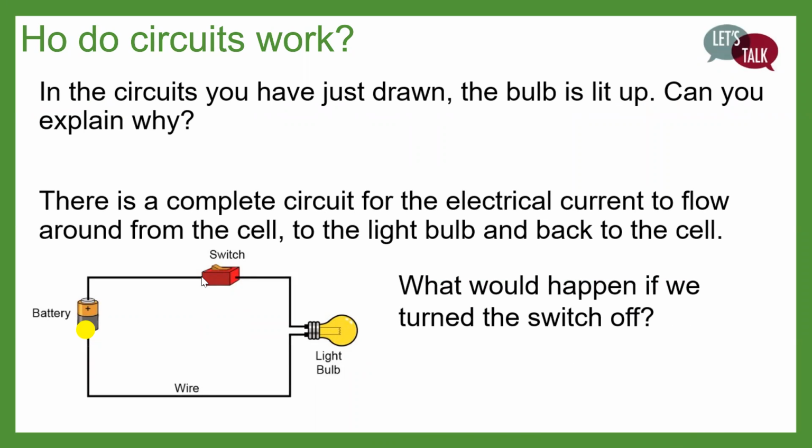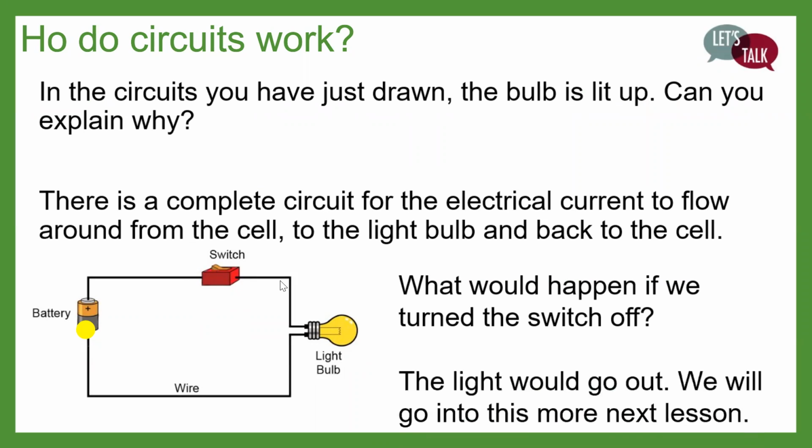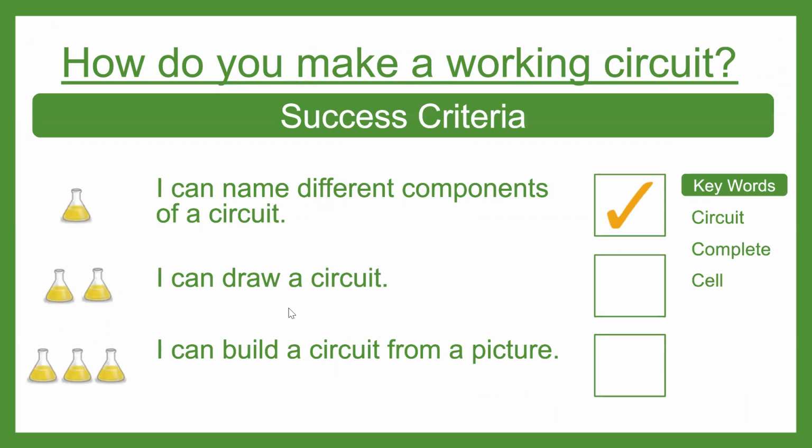In this one here, we can see we've added in our switch. Now, if we turn the switch off, the light bulb would go out because the circuit would be broken. It would make a break in the circuit. When the switch is on, the light would be on, because it would be a complete circuit.